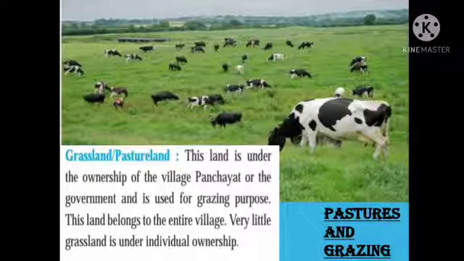Grassland, pasture land. Grassland means the land which is under the ownership of the village panchayat or the government and is used for grazing purposes. Grazing means where the animals, we can see in the picture, the cattle are going to eat the grasses. This land belongs to the entire village. Very little grassland is under individual ownership. Means this land is under village ownership or government ownership, which is kept separately for grazing of the cattle.